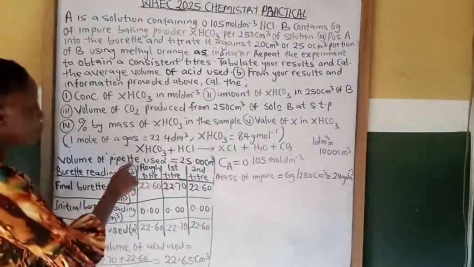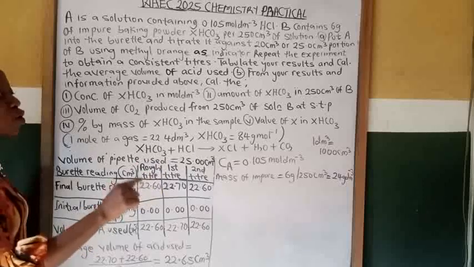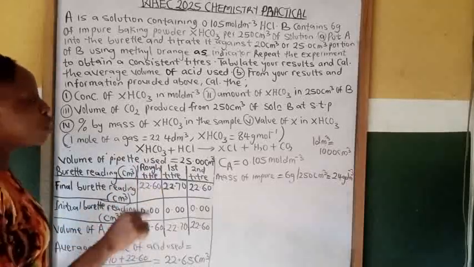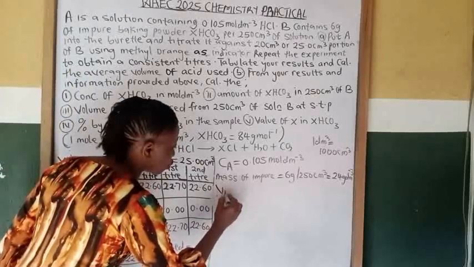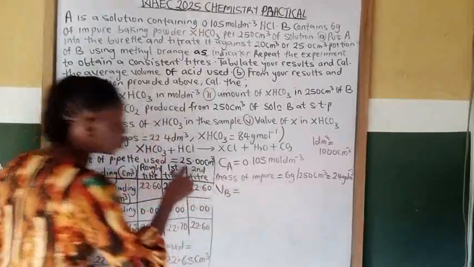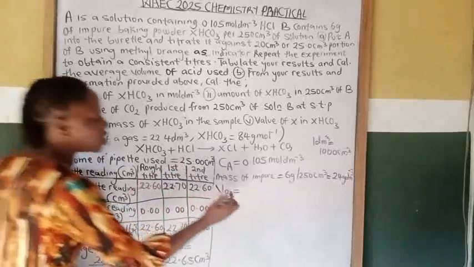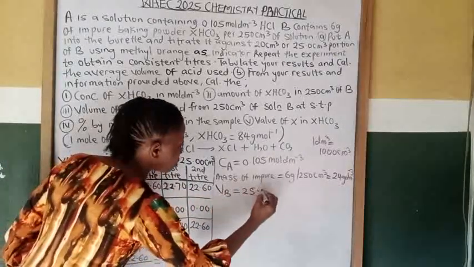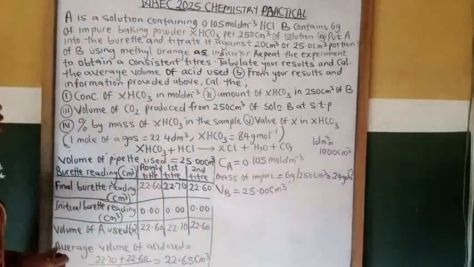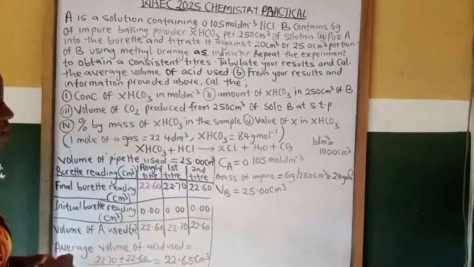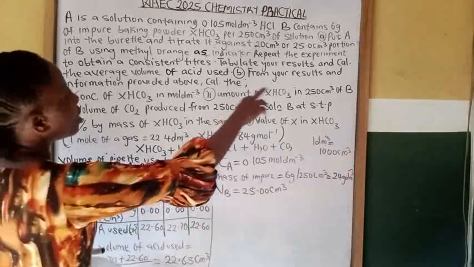Then the volume of your pipette is the same thing as the volume of your base. Your volume of pipette is equivalent to the volume of base. Then V is the volume. So my volume of base is equal to my volume of pipette, which is 25.00 centimeter cube. Then let's read further.